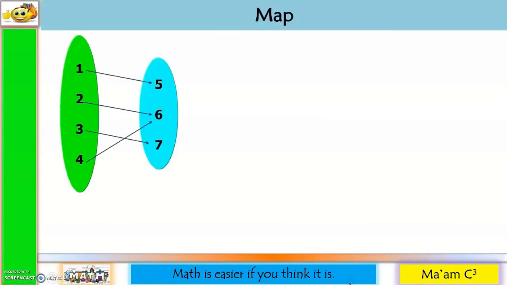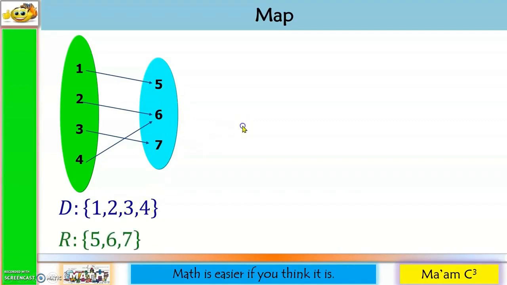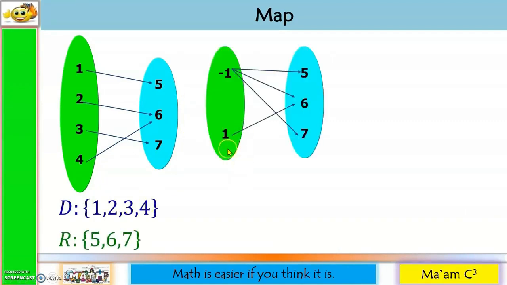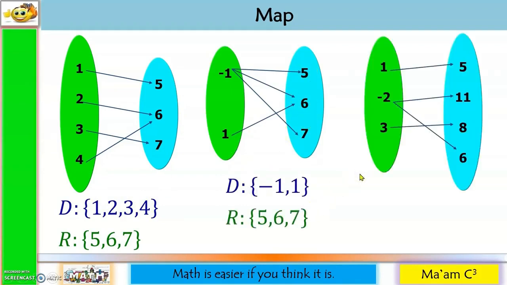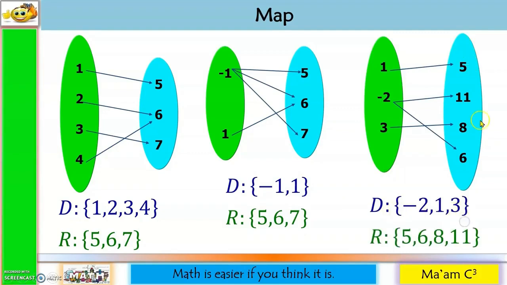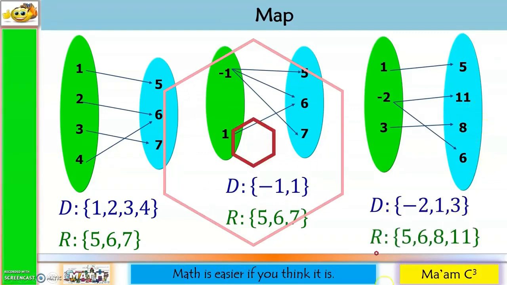Now for the mapping diagram, this is like table of values. The first group is x and the second group is y. So let's have the domain: 1, 2, 3, 4. And here the range is 5, 6, and 7. Another one. Our domain will be -1, 1. And our range will be 5, 6, 7. Next one. Our domain will be -2, 1, 3. Remember, ascending order. And our range will be 5, 6, 8, and 11.